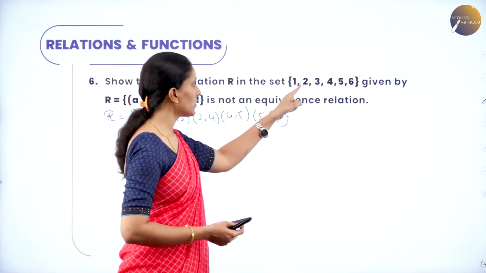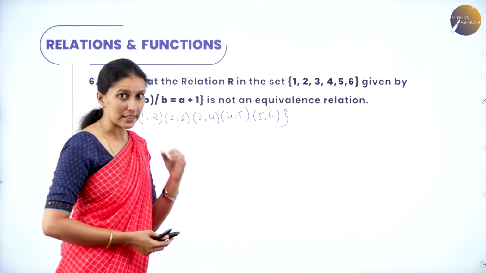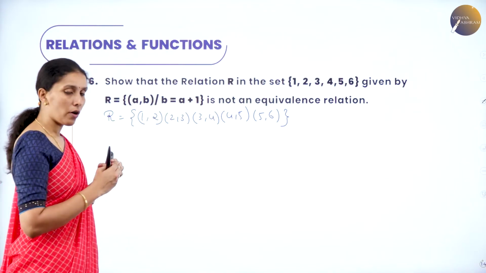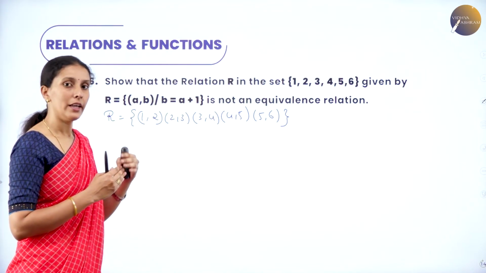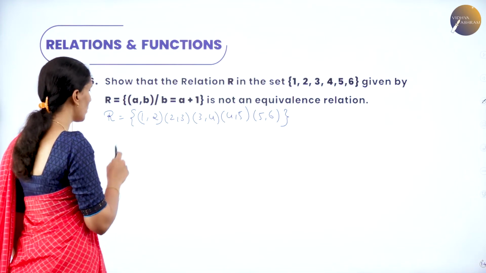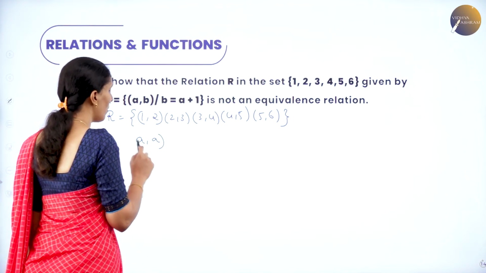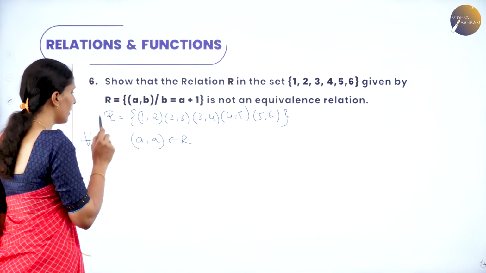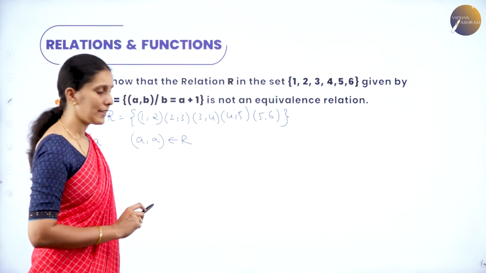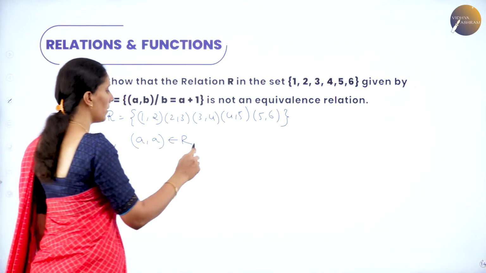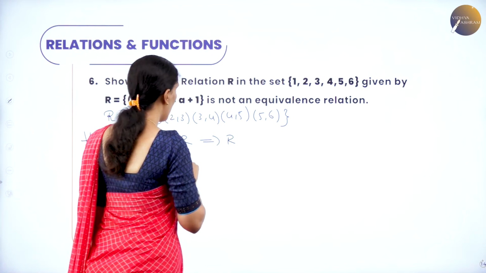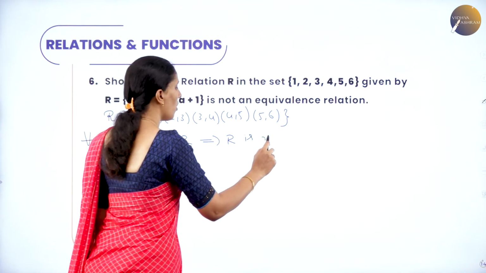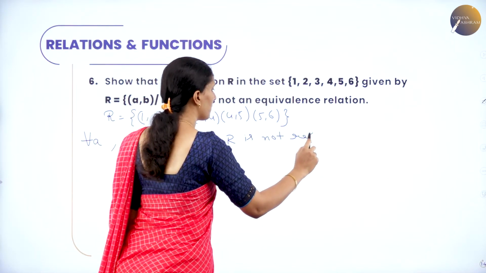Now clearly you can observe the relation set. You have the elements 1, 2, 3, 4, 5, 6 in the set, but you don't find (1, 1), (2, 2), (3, 3) or any such element inside R. So what we can say here, (a, a) does not belong to R. That is, for all a belonging to the set A, (a, a) does not belong to R. Therefore R is not reflexive.